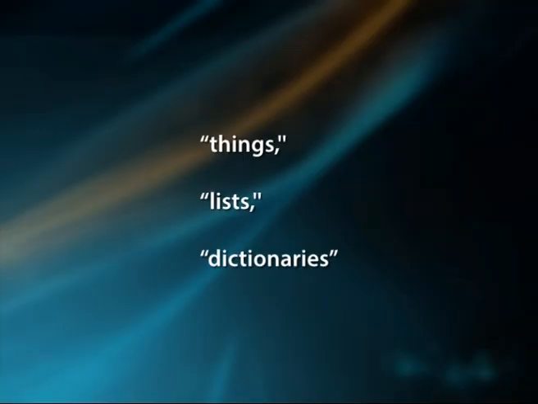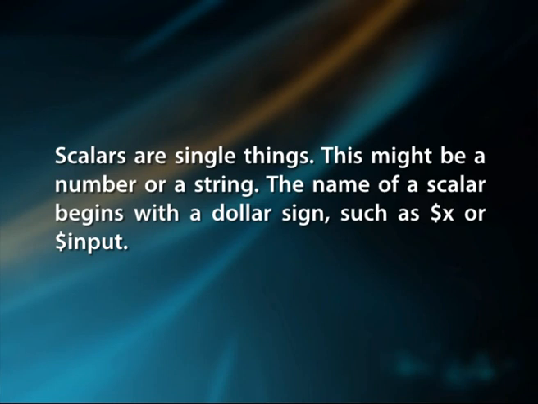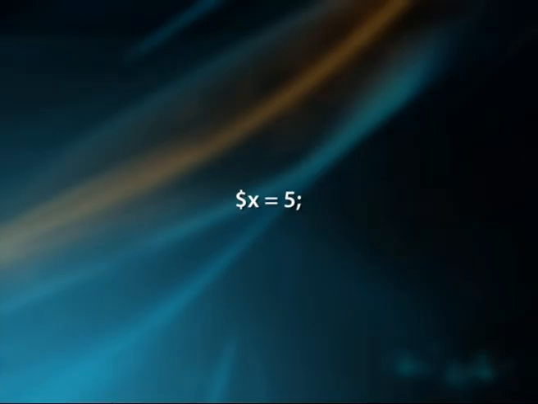Perl has 3 types of variables: scalars, arrays and hashes. They can be thought of in terms of things, lists and dictionaries. In Perl, all variable names are a punctuation character, a letter or underscore, and one or more alphanumeric characters or underscores. Scalars are single things. This might be a number or a string. The name of a scalar begins with a $ sign, such as $x or $input. We can assign a value to a scalar by telling Perl what it equals, like $x = 5.